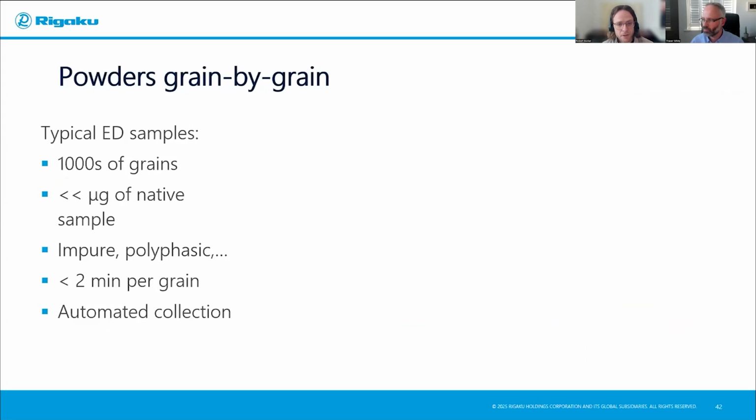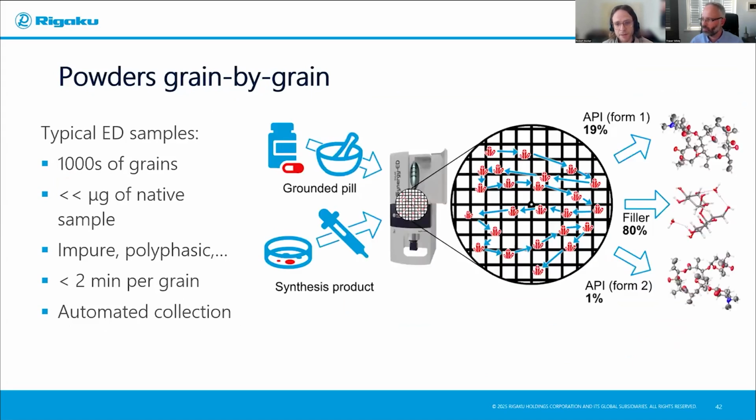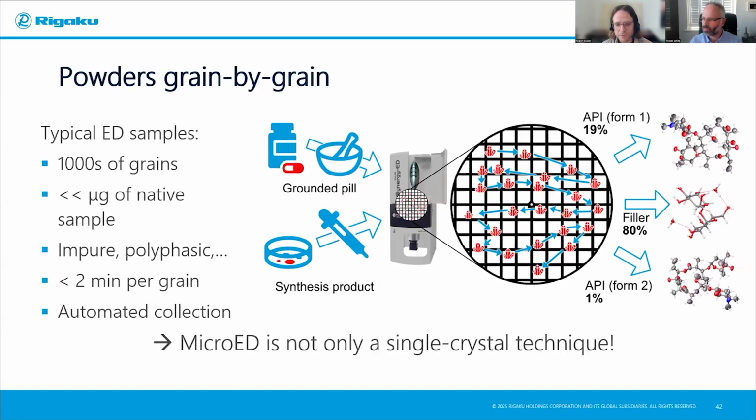And the collection can be automated. So typical modern ED schemes, and I mentioned this earlier, are automated in a way that you just take whatever you have from your synthesis or even just from grinding a pill, that can be a mixture, you put it on the grid, you have then the diffractometer measuring all the crystallites, or let's say many crystallites, and then automatically distribute this into bins with the different compounds and solve the structures from it. So micro-ED is not only a single crystal technique, it's also powder diffraction grain by grain.